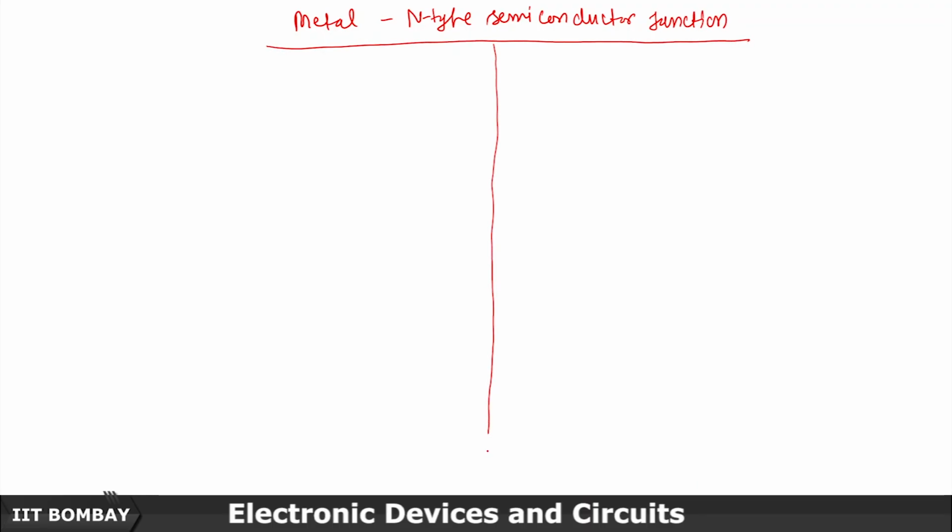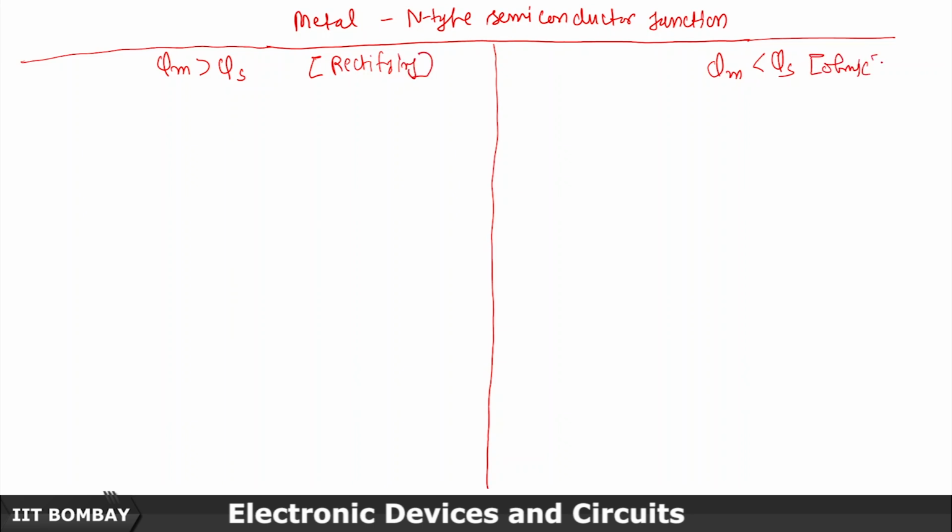So basically what we are talking about here is a metal n-type semiconductor junction. Okay, so here we consider the case where phi m is greater than phi s. Here we consider the case phi s is greater than phi m, and we are saying that this is a rectifying contact and this is an ohmic contact. Okay, so let's see the first case.